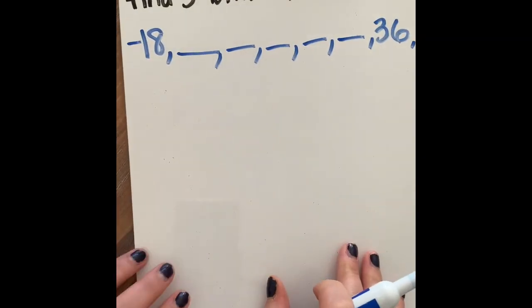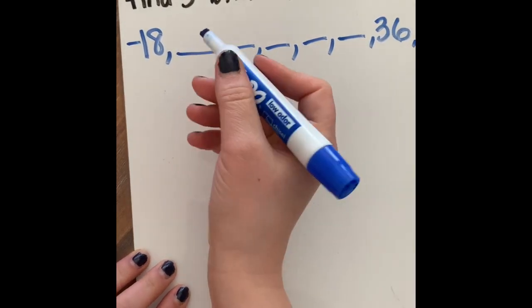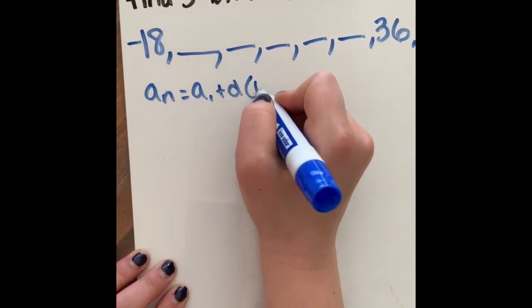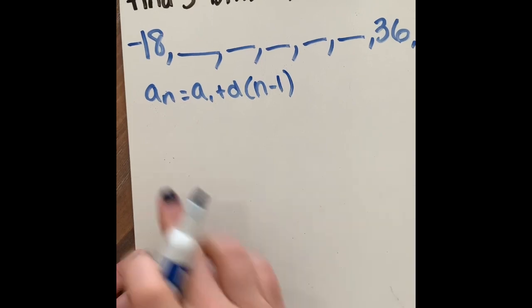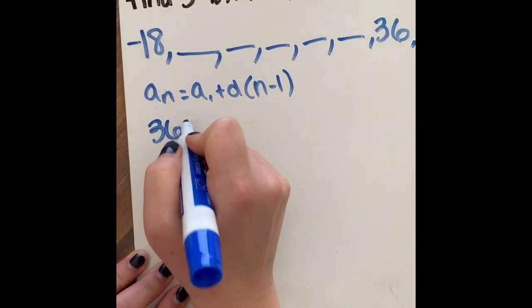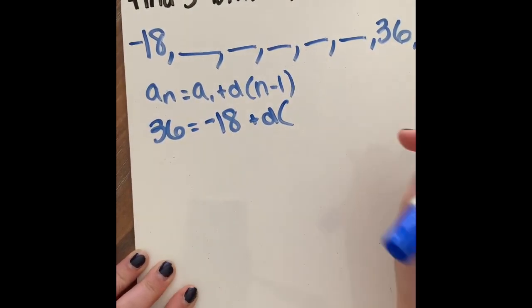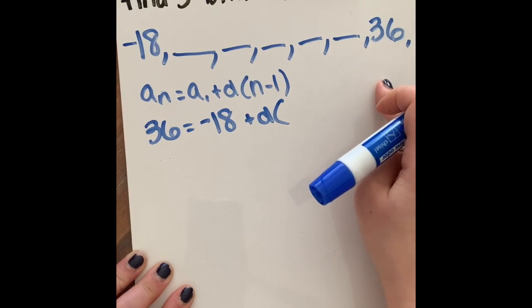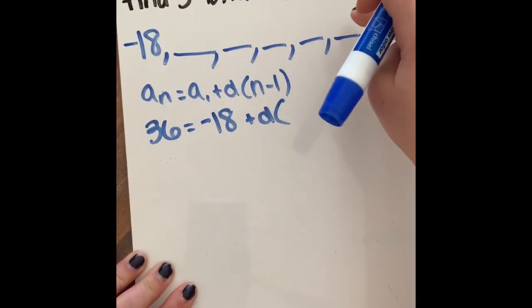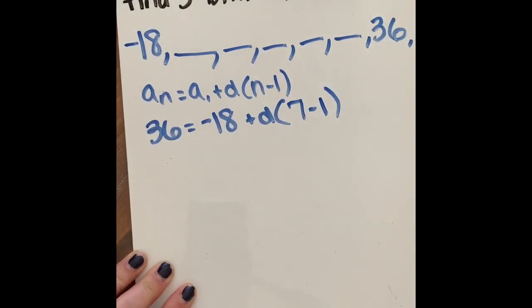Now it tells us in the question, if you're following along in the notes, that it is arithmetic. So we're going to plug into our arithmetic formula. So we have a sub n equals a sub 1 plus d times n minus 1, just writing that out. A sub n, remember, is our last term. Well, the last term that we know here is 36. The first term is negative 18. D is what we're going to be looking for, and then times n minus 1. But I need to figure out, well, what term number is 36? So I'm going to add 1, 2, 3, 4, 5, 6, 7. 36 is my 7th term, so 7 minus 1.